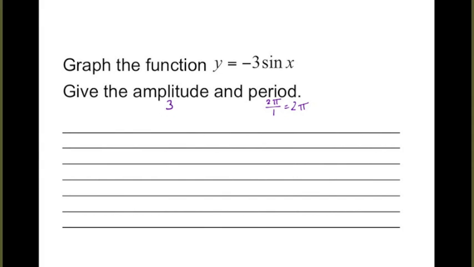What's going to change because of this negative is our graph is going to flip upside down. So normally, sine has a pattern of middle, up, middle, down, middle. What that negative does is it makes all the ups downs and all the downs ups. It's just taking the entire graph and flipping it upside down. So the middle's still the middle, but up becomes down and down becomes up.